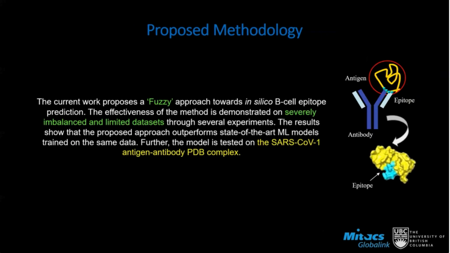The current work is the first to propose a fuzzy logic-based approach to in silico B-cell epitope prediction. The model's effectiveness is demonstrated using highly imbalanced and limited datasets across multiple experiments. Results show that this method significantly improves both accuracy and precision compared to existing approaches. Furthermore, the model was evaluated using the SARS-CoV-1 antigen-antibody PDB complex, where it outperformed state-of-the-art machine learning models trained on the same data. These results confirm that the proposed method delivers better prediction performance than existing alternatives.